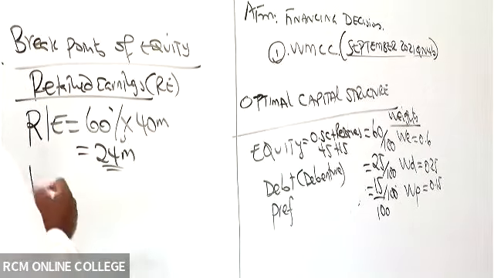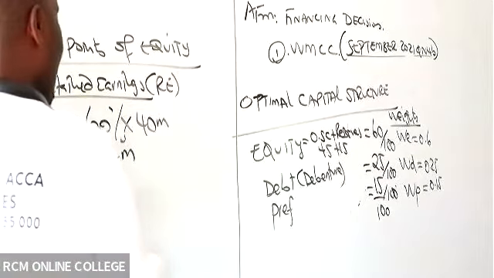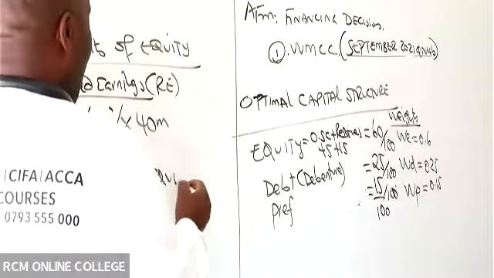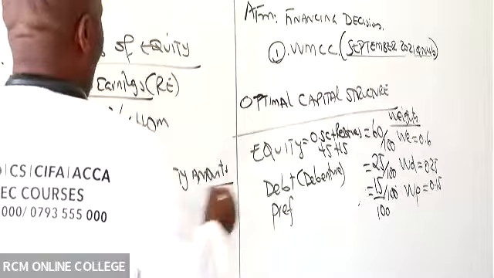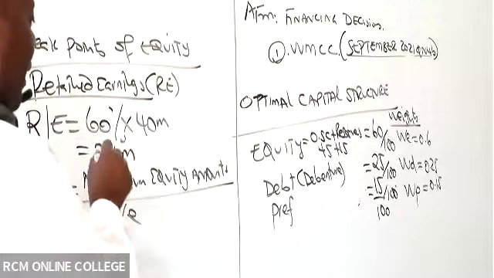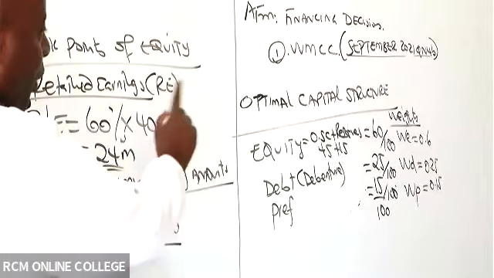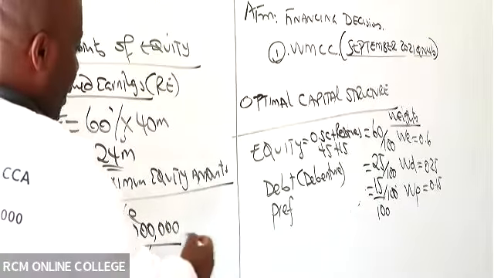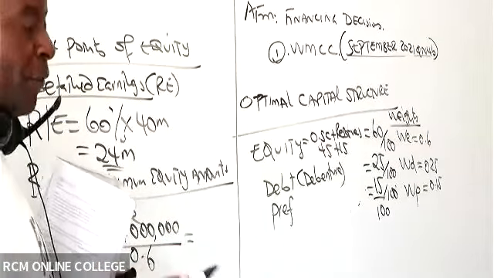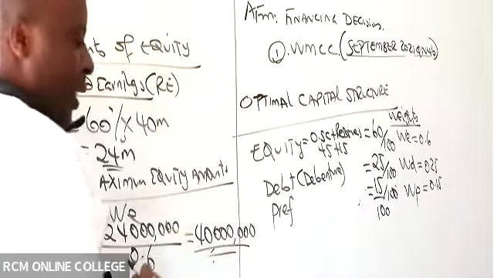So then give me the first breakpoint. Breakpoint 1, do you remember the formula? The formula for breakpoint is the maximum equity amount all over the weight of equity. From the retained earnings, I can get comfortably 24 million, divided by the weight of equity which you had obtained, which was 0.6. So 24 million divided by 0.6 gives me 40 million. I'm so sure all of us would have gotten this correctly.